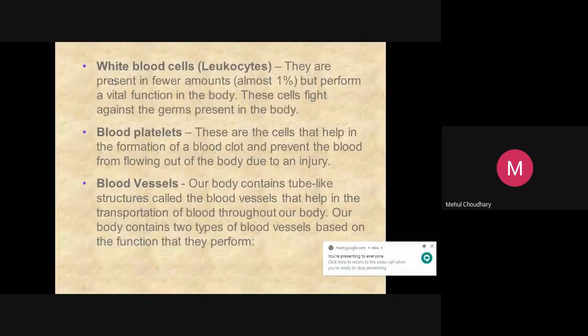Okay. So white blood cell is present in very small amounts, but it has a very vital, important role in our body. What is it? It fights against the germs present in the body or that enter our body from the outside.